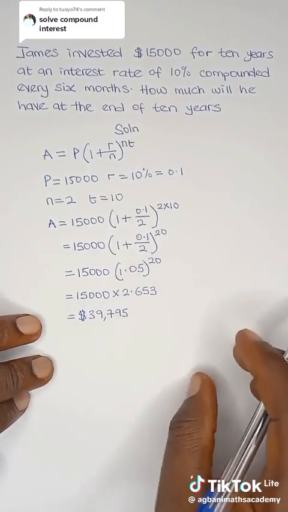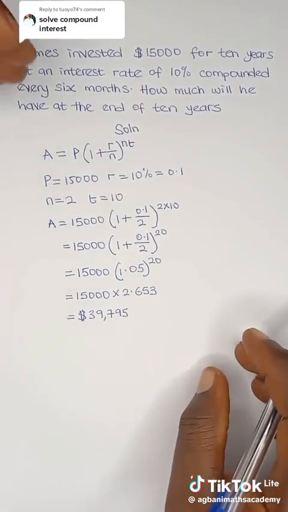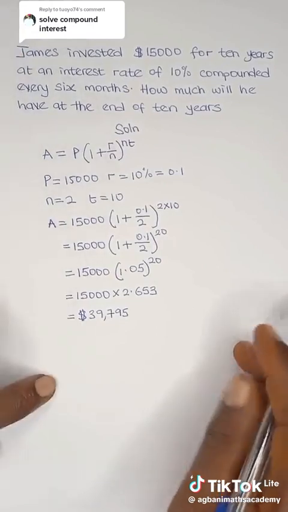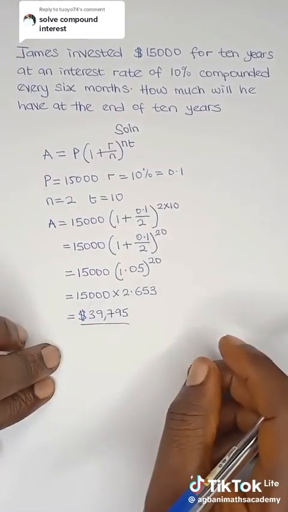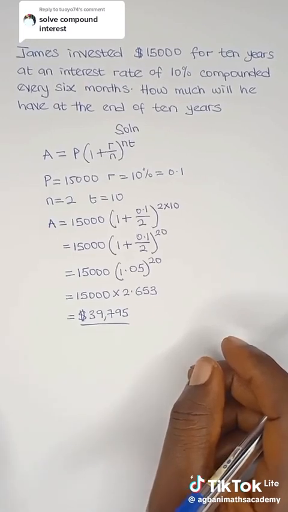So when you multiply 15,000 by 2.653, our answer is going to be $39,795. So the entire money that James is going to have at the end of 10 years is going to be $39,795.